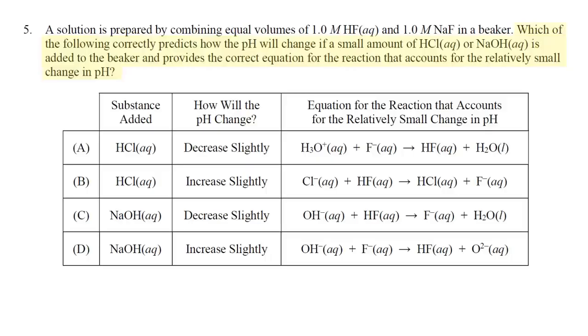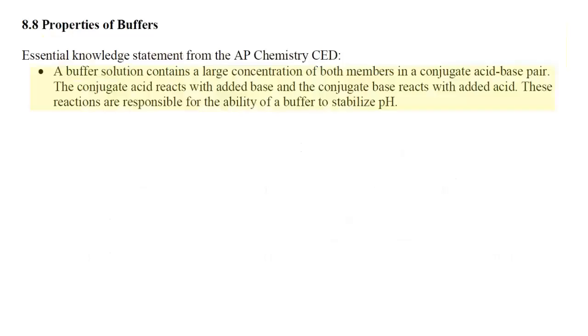So how will a buffer respond if either a small amount of a strong acid, such as HCl, is added to the buffer, or if a small amount of a strong base, such as sodium hydroxide, is added to the buffer? This question falls under topic 8.8, properties of buffers, and the essential knowledge statement says, a buffer solution contains a large concentration of both members in a conjugate acid-base pair. So in this particular example, that would be HF and F-.